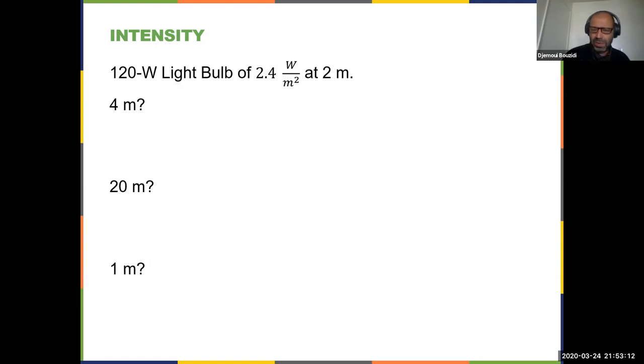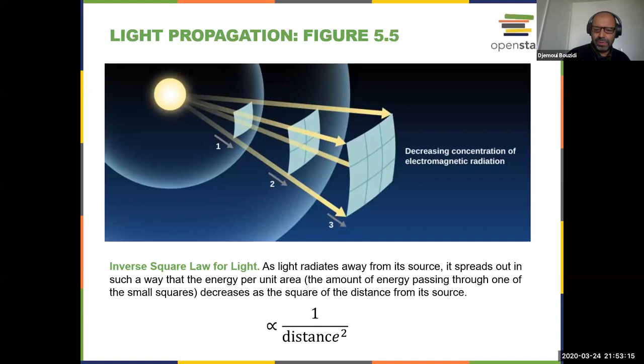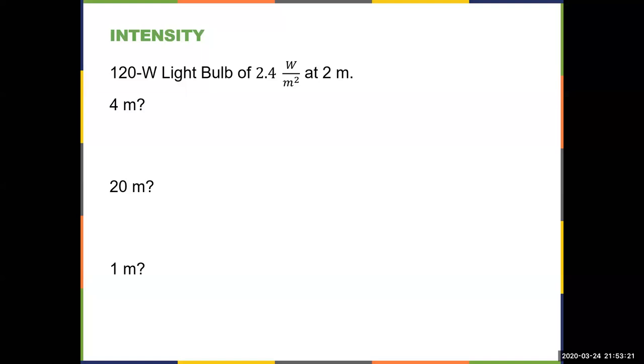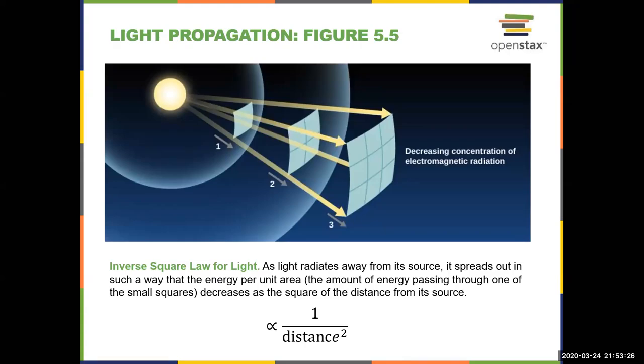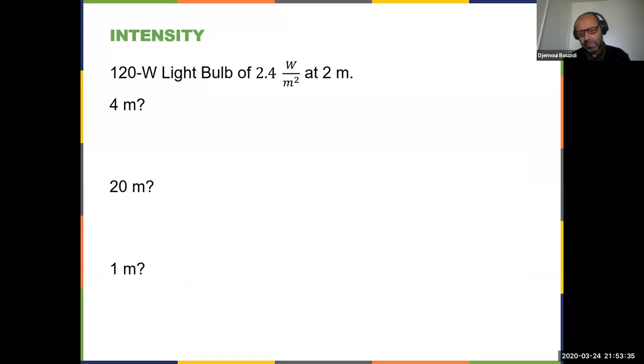Remember, if you go back to the previous slide, that's going to give me a hint. Intensity drops by 1/distance². And we were at 2 meters. So the intensity drops by 1/distance², correct? Yes. So the distance was 2 meters, and we moved to 4 meters. Did we double, or quadruple, or triple the distance from 2 meters to 4 meters? Double. So the intensity dropped by? Half.